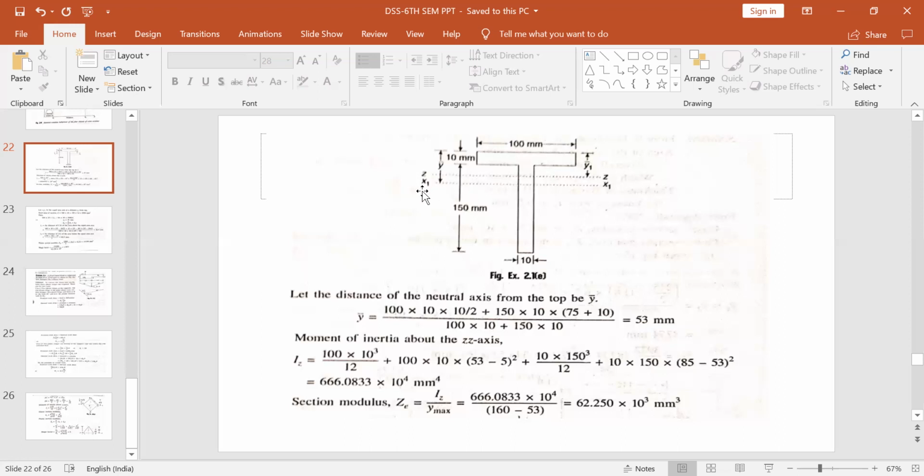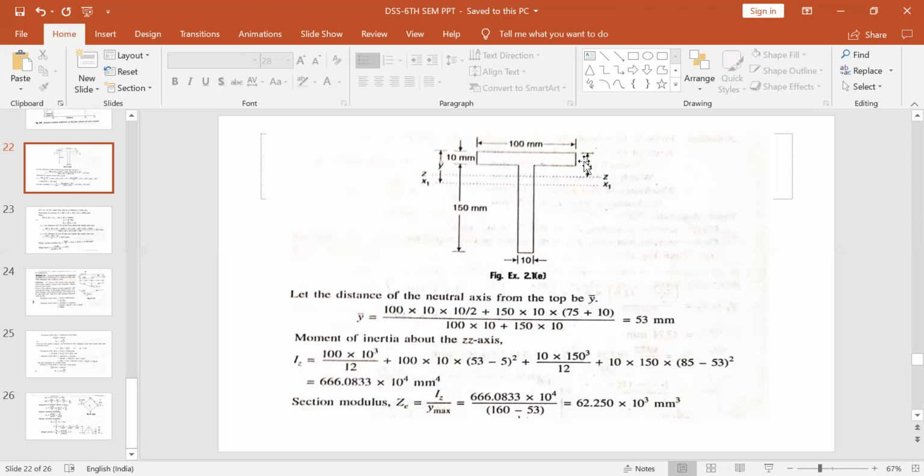Let us first assume that this dotted line x1 is the elastic neutral axis. The distance from the topmost fiber of this flange to this elastic neutral axis, let us denote as y bar. This is the distance we have to find out, which is the location of the elastic neutral axis from the top fiber. We always know that neutral axes, especially the elastic neutral axis, are found either from the topmost fiber or from the bottommost fiber of the section. This concept you already know. So how to find this?